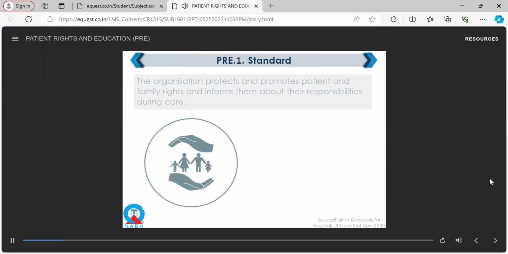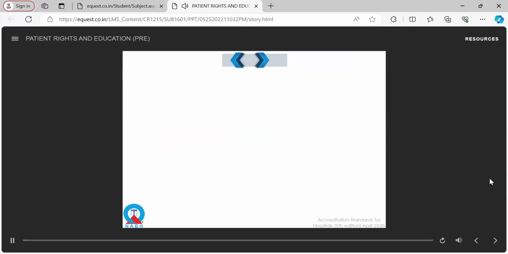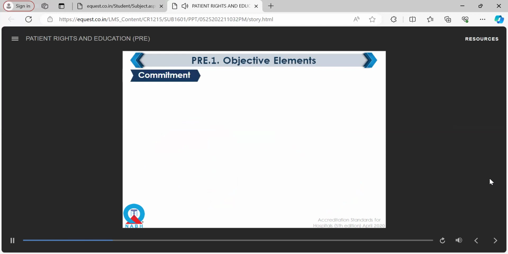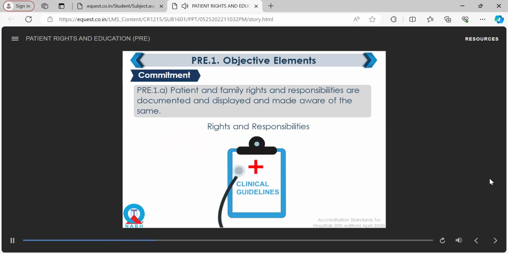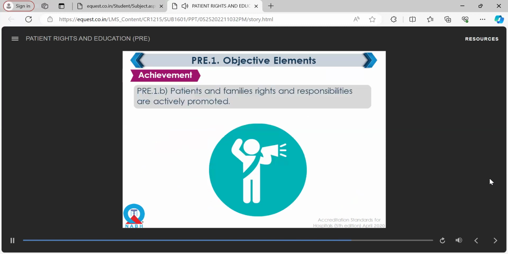Now we shall talk about PRE point 1. The first standard of PRE states that the organization protects and promotes patient and family rights and informs them about their responsibilities during care. There are 5 objective elements of standard PRE point 1. The first objective element is the commitment of an organization that patient and family rights and responsibilities are documented and displayed and made aware of the same. The second objective element is the achievement for an organization that patients' and families' rights and responsibilities are actively promoted.